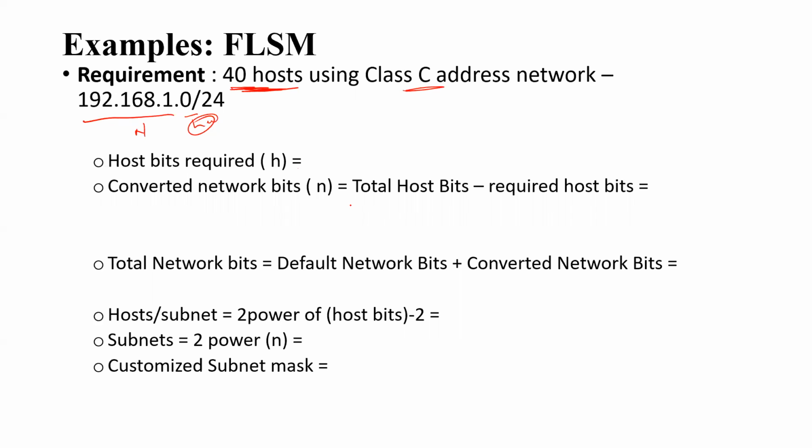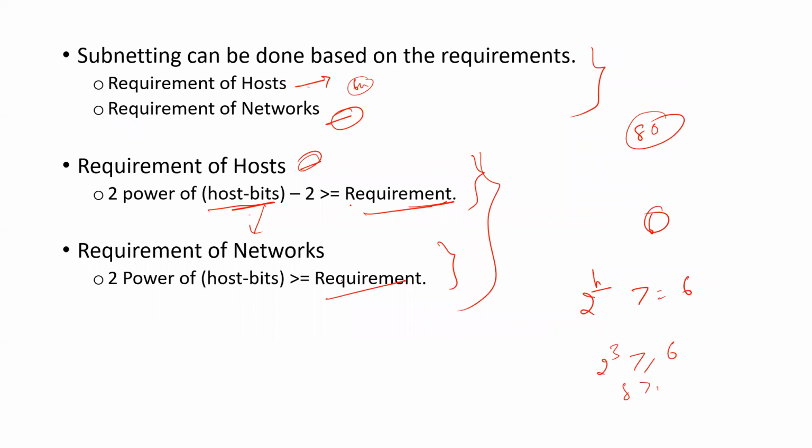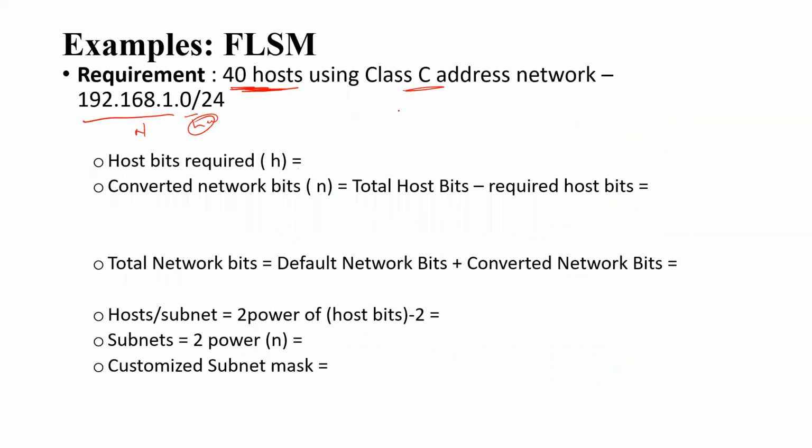So what is the formula? It's just a kind of formula, but we calculated it earlier also. 2 power of host bits minus 2 is greater than or equal to the requirement. Why do we have minus 2 here? We have the network address, the broadcast address, and the remaining valid IP addresses, right? The valid IP addresses are the requirement here. So that's why we subtract the network address and broadcast address. That is the formula: 2 power of h minus 2 is greater than or equal to the requirement.